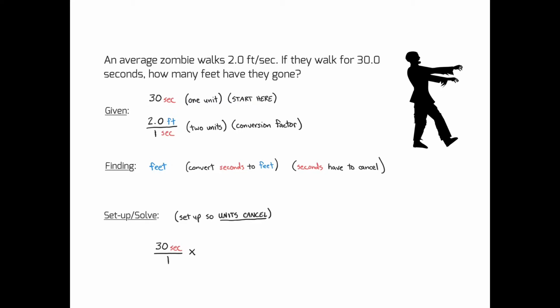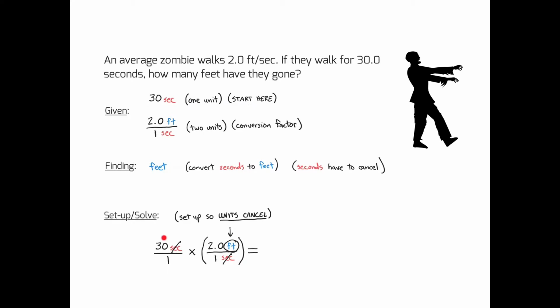When you set up your problem, you want to make sure you set it up so that your units cancel. And this is going to be the most important part about setting up your problem. We know that we want seconds to cancel, and we have seconds on top here, which tells us that we're going to need seconds on bottom here. Remember that if we have the same unit on top and on bottom, then those units will cancel. So these seconds cancel with these seconds, and that's going to leave us with feet. And because feet are what we're looking for, we know that we set up our problem correctly.